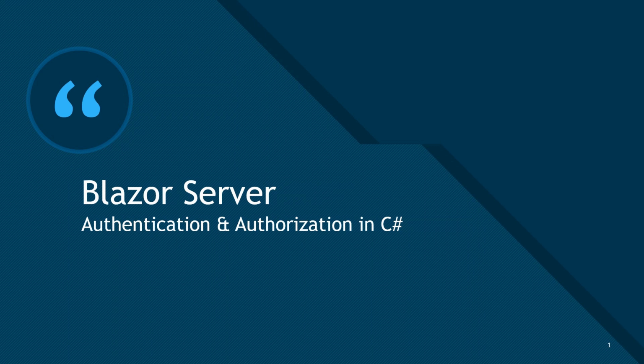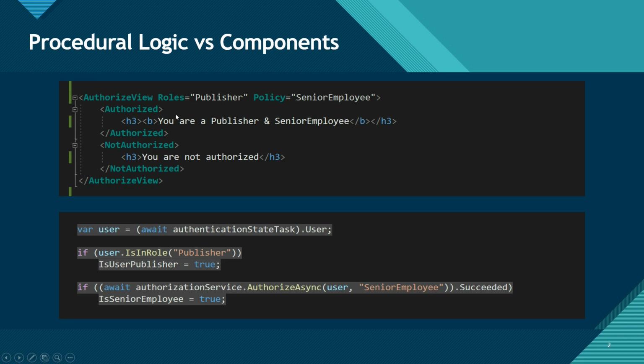Hey guys, in this episode, I'm going to show you how you can check if the user is authenticated or authorized to do something in C# code. So in our previous episodes, I added some roles and policies, and we use authorized view to show and hide UI components. But that's not the case all the time, right?